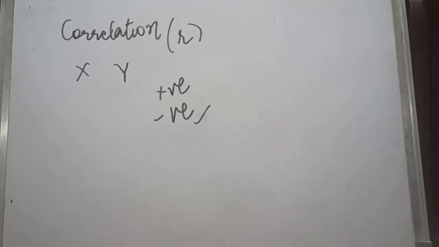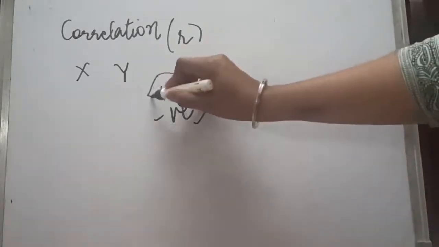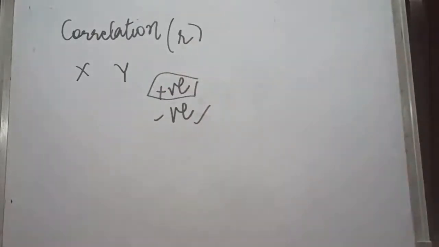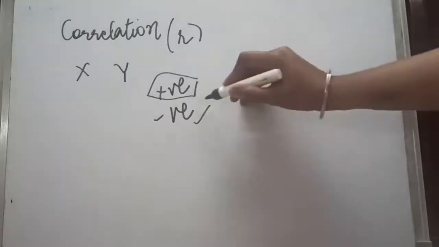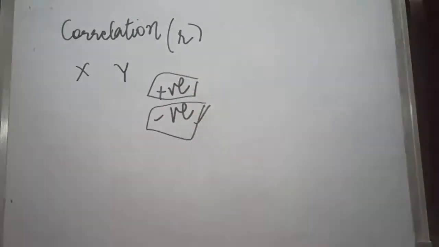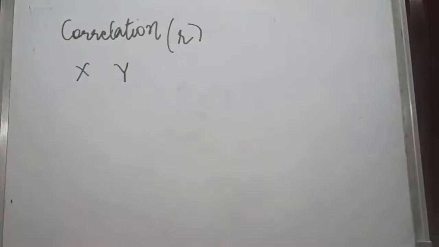I'll give you a simple example. If you have price and supply, when price increases, supply also increases. So it is an example of positive correlation. Coming to price and demand, when price increases, demand decreases. So that is the example of negative correlation. Now to calculate these correlations, we have various methods. We will discuss those methods one by one.